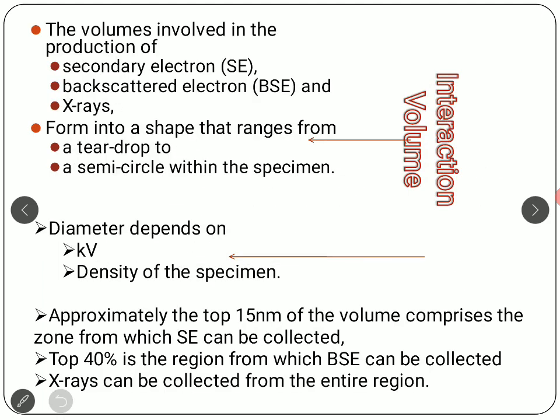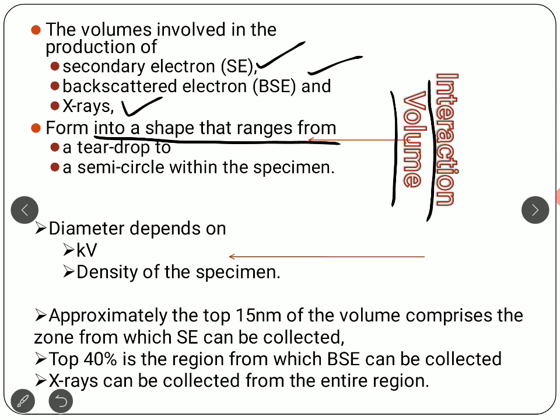So we know about SEM images, how they are formed and all, because we have learned exhaustively for this. Basically, when we talk about SEM, we are considering a particular volume, and this volume is called the interaction volume. This interaction volume has secondary electrons, backscattered electrons and X-rays in the case of SEM, and it will form a shape.